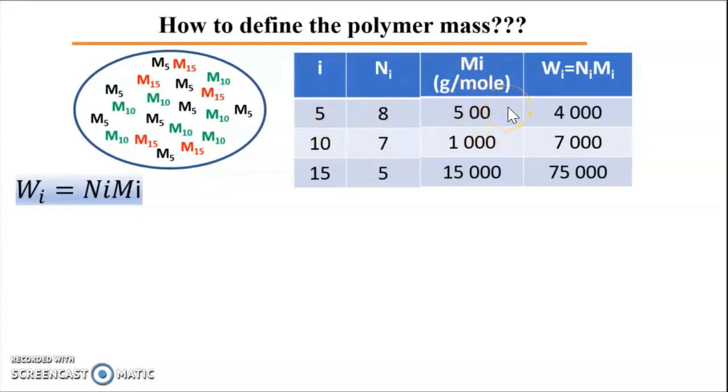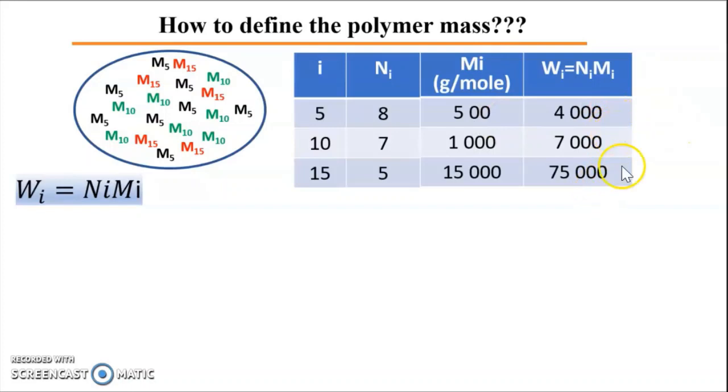So here, for example, for N5, we have for i repetitive units, for example, 8 chains, and the mass of each chain, for example here for M5, is 500 grams per mole. So I can calculate W5, which is equal to 8 times 500.